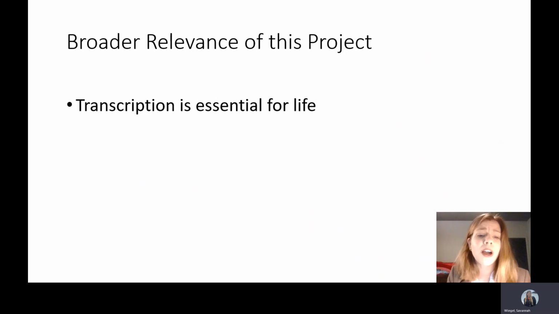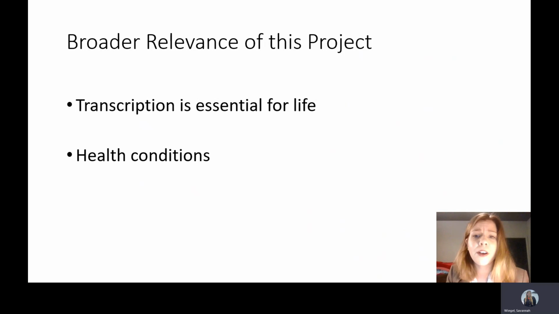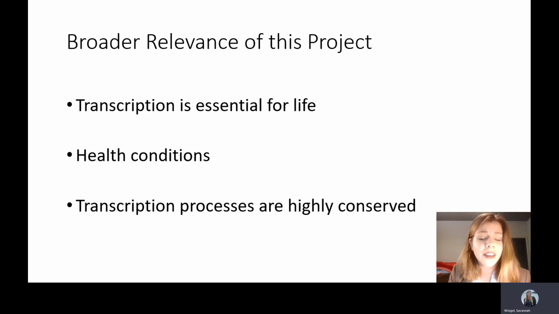And so the broader relevance of this project: transcription is an essential process for life, and that includes human life. There are a lot of health conditions that arise because of defects in transcription, and we are studying a fundamental process of transcription that is highly conserved in yeast and will have applications in human biology as well.